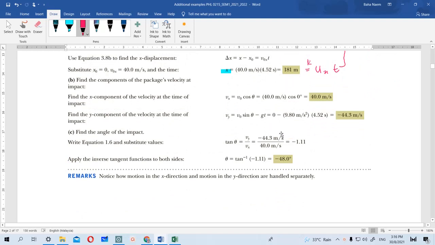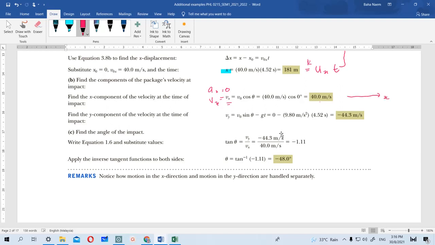So in that sense, recall again that acceleration in the x direction is zero. So because x has zero acceleration, then we have the v final always the same value. In this case, always 40. Now, why does it substitute zero here? Cos zero. Remember, this is the x just now. This is also the direction of the velocity. So what would be the angle between these two? 0. So cos 0 is 1.